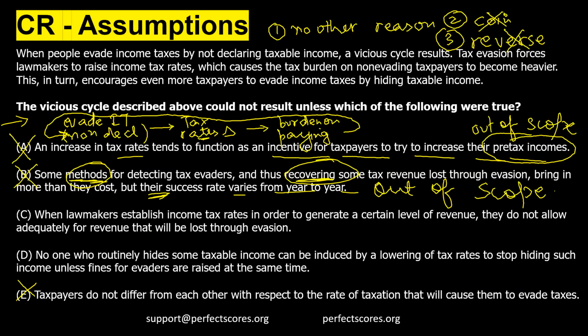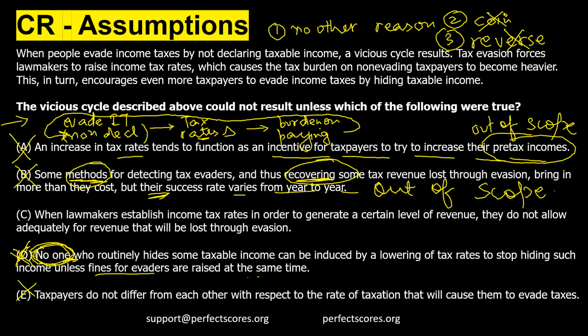C and D. Okay, so you both have chosen D. No one who routinely hides some taxable income, so we're talking about these evaders, can be induced by a lowering of tax rates to stop hiding such income unless fines for evaders are raised at the same time. Now, two things to notice here. This is also talking about some kind of a method, plus it is using an extreme word. So that extreme word should be enough to let you know that D is not going to be an answer.